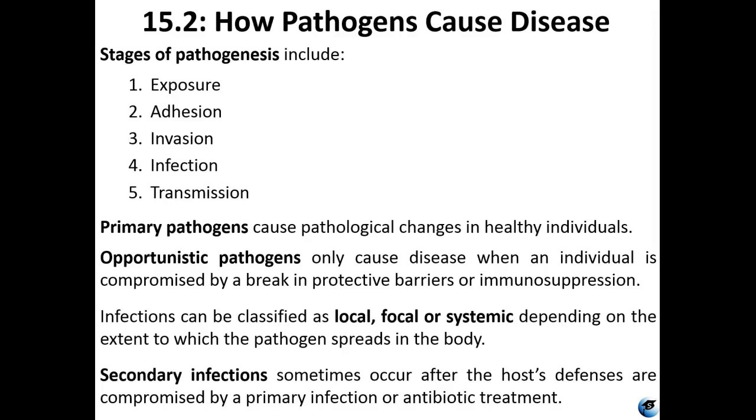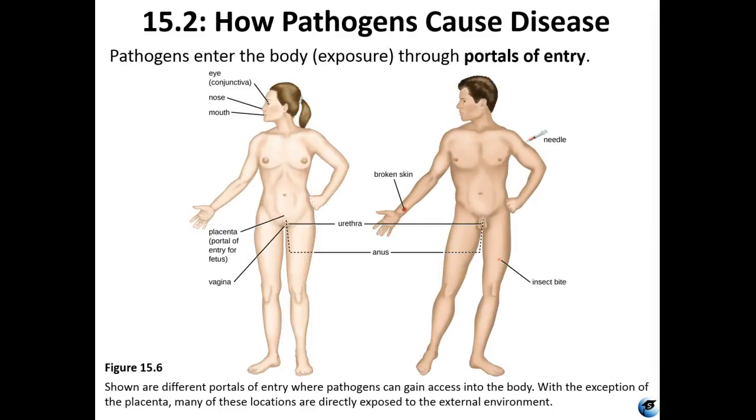Pathogens enter the body through portals of entry, and this shows several different ones. Your whole head is basically just a portal of entry: your eyes, your nose, your mouth, your ears. And then, of course, pathogens can pass through the placenta, into your anus, vagina, urethra. Of course, any area where you have lacerations in your skin, insect bites, mosquitoes passing malaria.